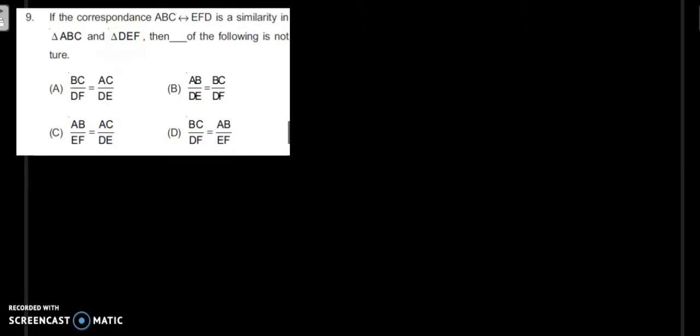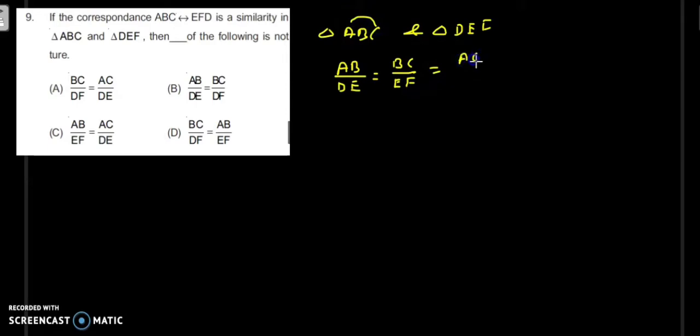This question is asked from similar triangles. Triangle ABC and DEF are similar, then which is not true? If two triangles are similar, how to write the ratio? First two sides. See here, triangle ABC is given and triangle DEF. So first two sides, AB upon DE is equal to BC upon EF. Clear? Then the third one will be AC upon DF. Okay, this we have to check. So first option, BC upon DF.